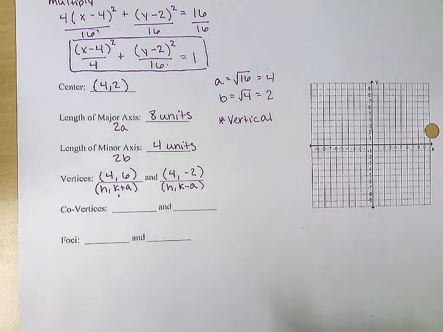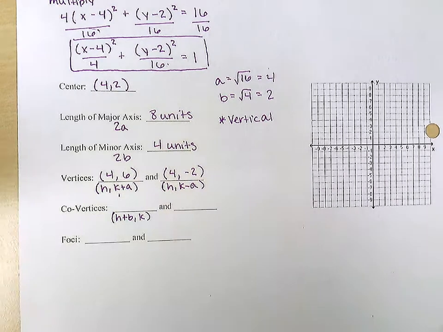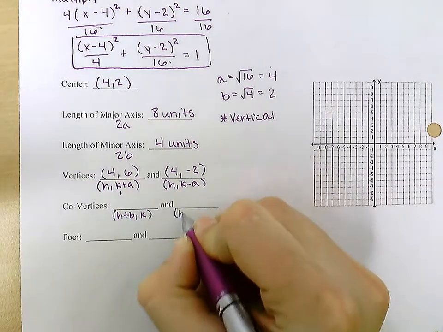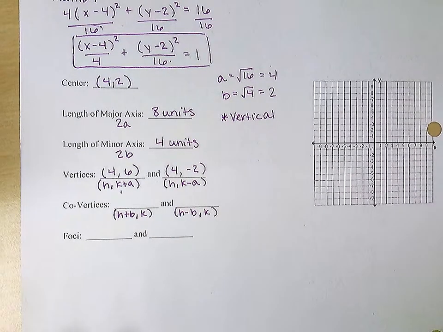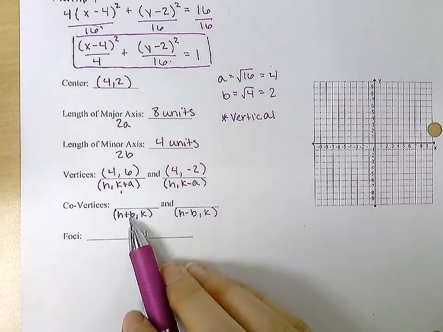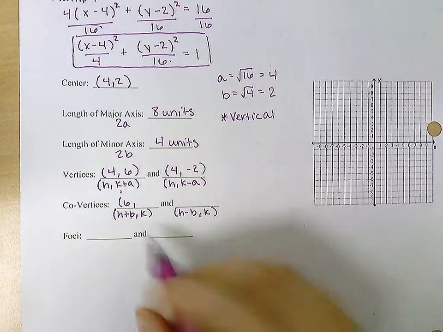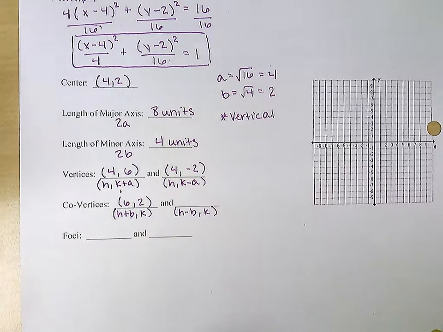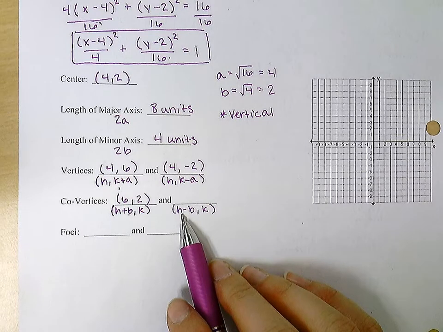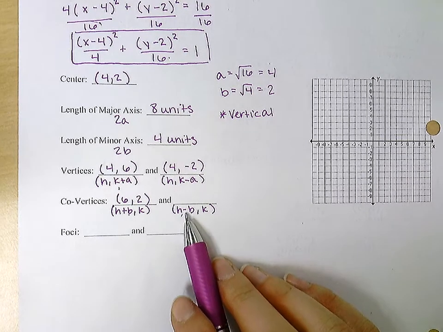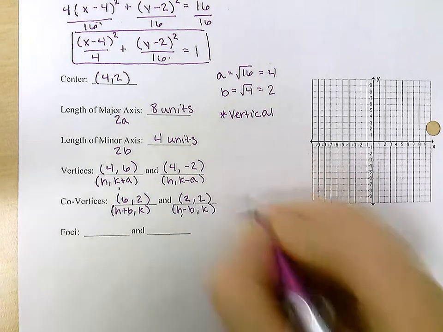To find our co-vertices, we use h plus b, comma k, and h minus b, comma k. So we'll take 4, add on 2 to get 6, and then k stays the same at 2. Second co-vertex, h is at 4, minus 2 is 2, and k stays the same at 2.